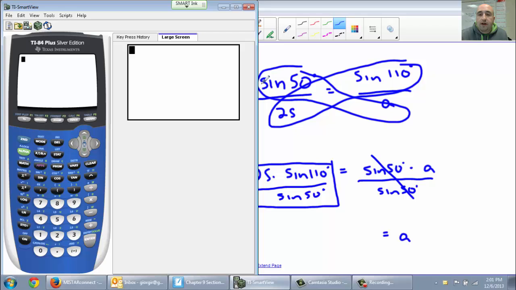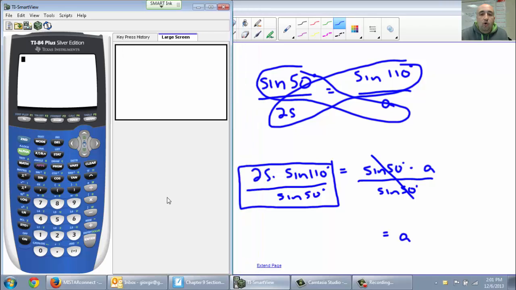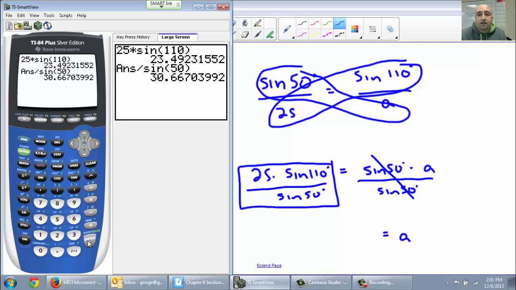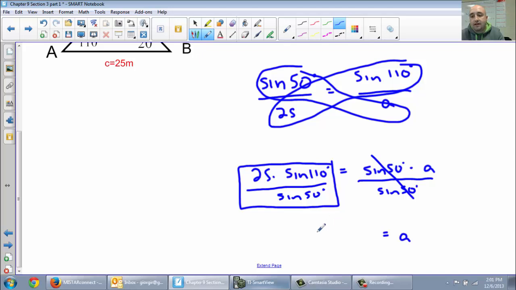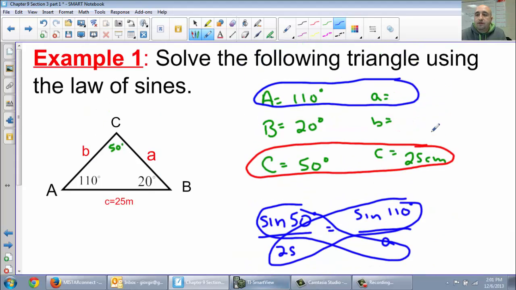All right, so let's see what we have here. We have 25 times sine of 110 degrees on the top. I'm going to hit enter, and then I'm going to divide that by what's on the bottom, sine of 50. Then I hit enter, and it should give you 30.667, so I'm going to round that to 30.67. 30.67 is my little a. So I can go back up to my triangle, and now I know that my side A is 30.67.